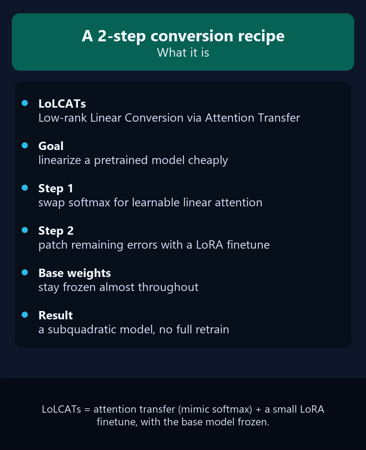First, you swap each expensive softmax attention for a learnable linear attention block and train it to mimic the original. Second, you patch up the small remaining errors with LoRA, a lightweight, low-rank finetune. The base weights stay frozen almost the whole time, so you get a subquadratic model without a full, costly retrain.